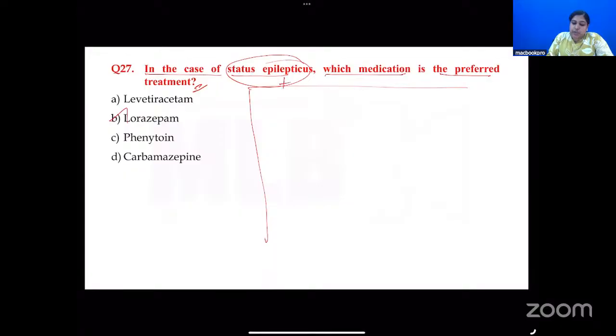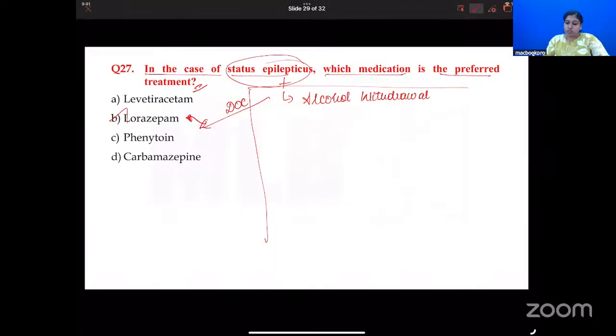Along with status epilepticus, in case of alcohol withdrawal also, lorazepam is the drug of choice. The arrow has gone quite low, let me correct it. Right? Drug of choice in case of status epilepticus as well as alcohol withdrawal symptoms is lorazepam.